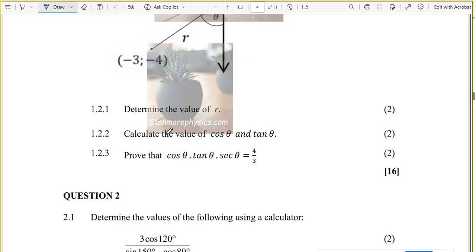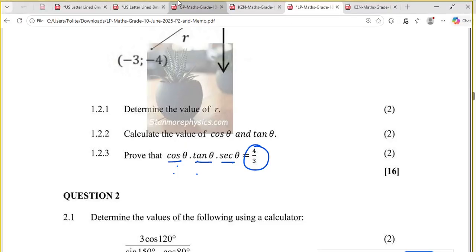They'll say prove that the cos times the tan times the sec is 4 over 3. They just are looking for you to solve this thing. Where there's cos theta, it's adjacent over hypotenuse. You substitute that. Where there's tan, you substitute the ratio. And for sec also the ratio. Then when you work this thing out, you should get that 4 over 3. But this is something that we're going to discuss in our next lesson, okay?